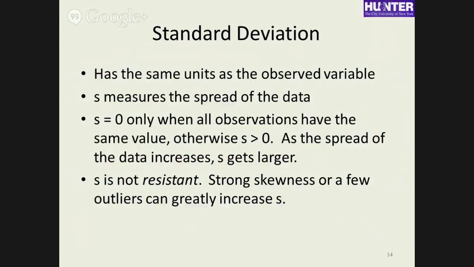It's 0 only when every observation is identical. Otherwise, it's always positive. It's never negative because we're taking squares and squares are always positive. And the more spread, such as due to skew or due to outliers, the larger the standard deviation becomes. Or just due to there being more of a distribution of the data. And again, it's not resistant. So an outlier can have a large effect on the standard deviation.